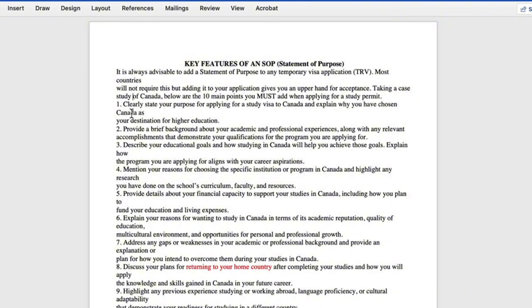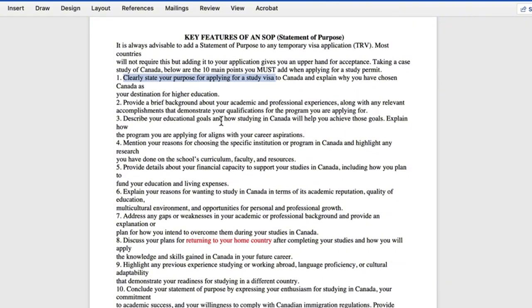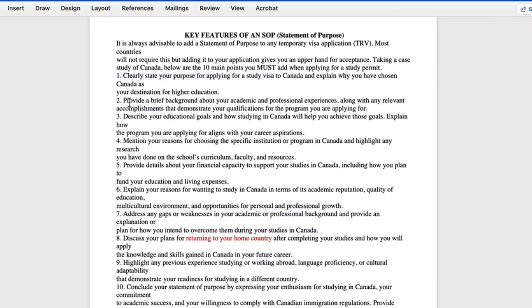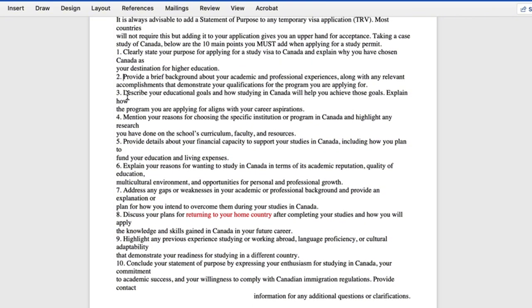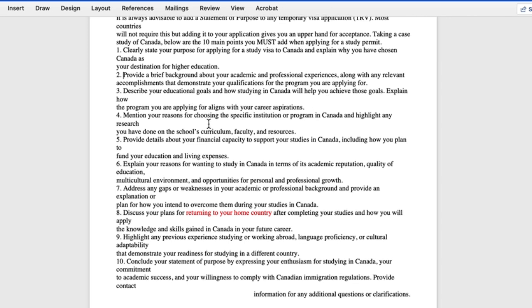First is clearly state your purpose for applying for a study permit to come to Canada, and explain why you have chosen Canada as your destination for higher education. Point 2, provide a brief background about your academic and professional experience alongside any relevant accomplishments and demonstrate your qualifications. Point number 3, describe your educational goals and how studying in Canada will help you achieve these goals.